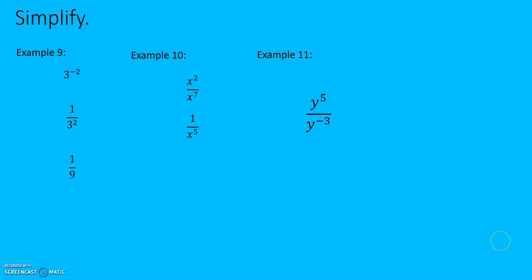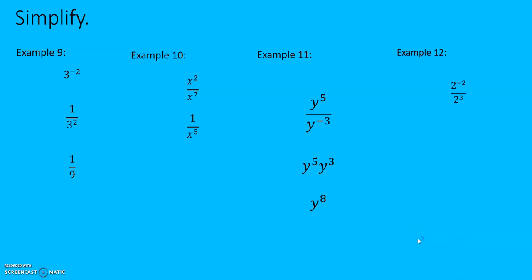Example 11, y to the 5th divided by y to the negative 3rd. The y to the negative 3rd in the denominator moves to the numerator because of that negative exponent, just like back in example 9, where that negative 2 exponent moved the 3 squared to the denominator. It becomes y to the 3rd in the numerator. Y to the 5th times y to the 3rd is y to the 8th.